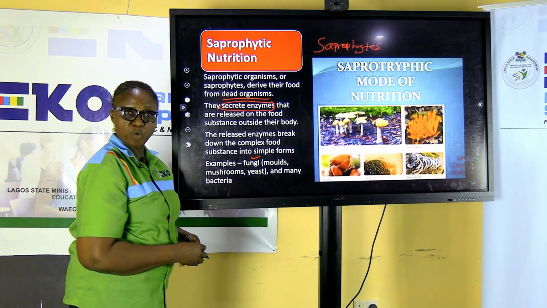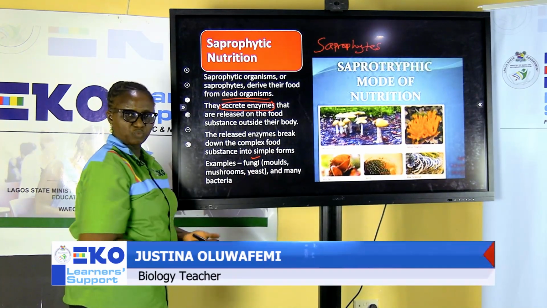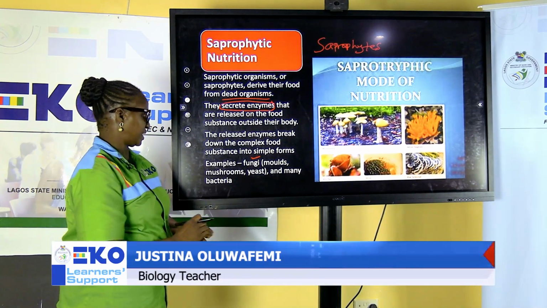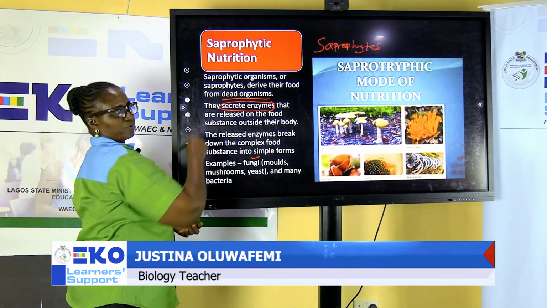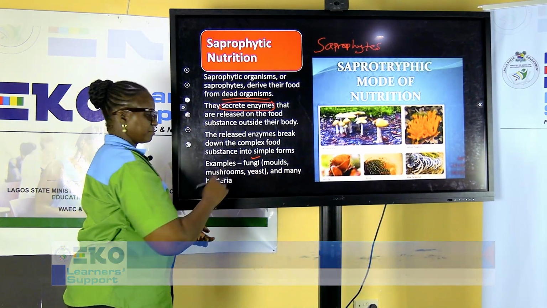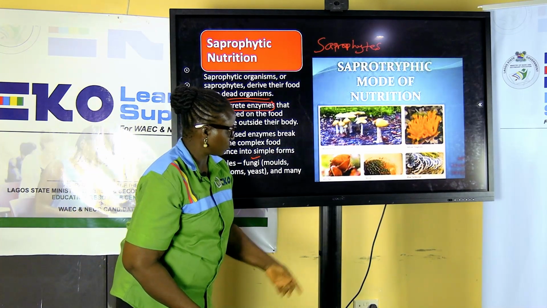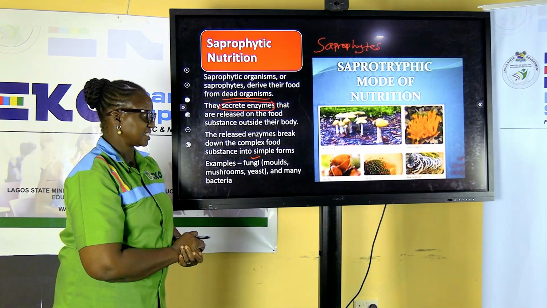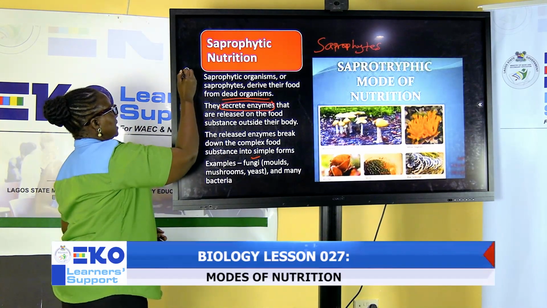Many of us love mushrooms. They are an example of fungi. Then we have yeast. We use it industrially and even in the house. They are all examples of organisms that feed saprophytically. Then several other bacteria. Here are pictures showing different organisms that feed saprophytically. You can see a mushroom there.